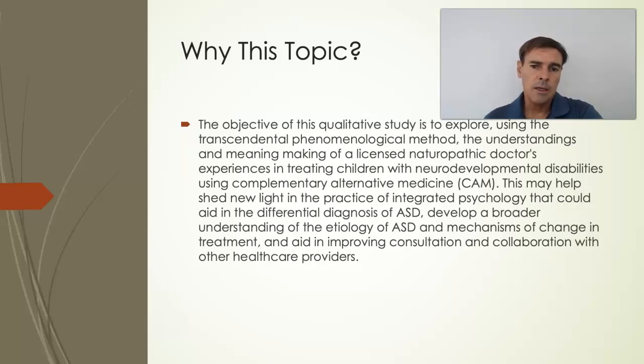The objective of this qualitative study is to explore, using the transcendental phenomenological method, the understandings and meaning making of a licensed naturopathic doctor's experiences in treating children with neurodevelopmental disabilities using complementary alternative medicine. This may help shed new light on the practice of integrated psychology that could aid in the differential diagnosis of autism spectrum disorder, or ASD, develop a broader understanding of the etiology of ASD and mechanisms of change in treatment, and aid in improving consultation and collaboration with other healthcare providers.